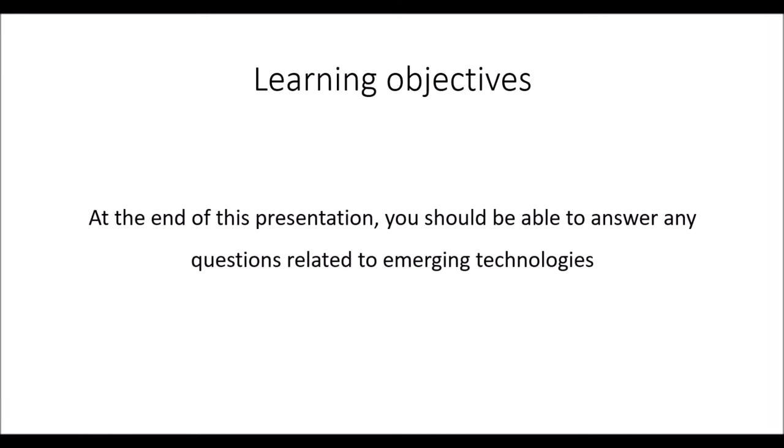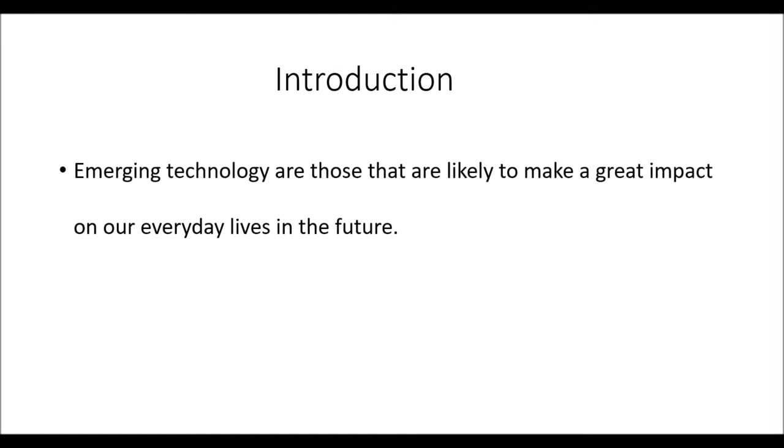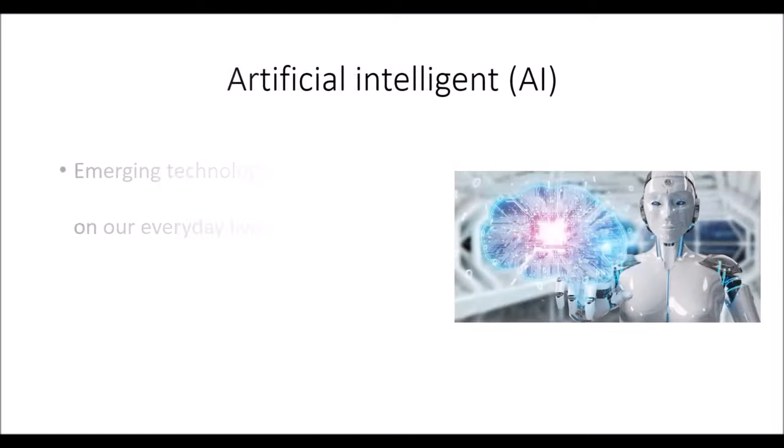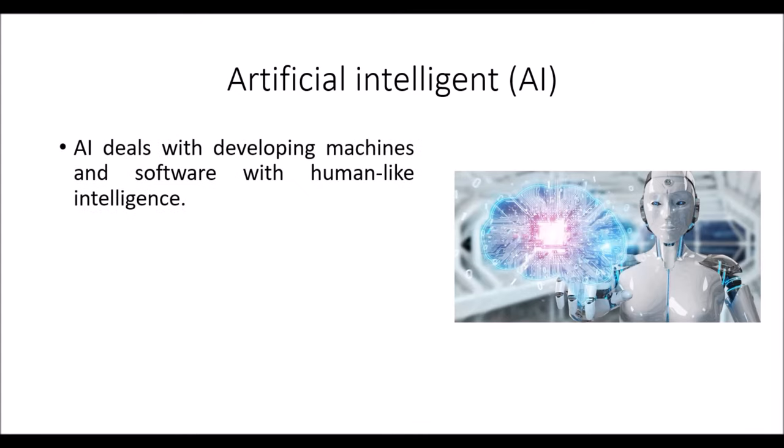The learning objective here is to be able to answer any question related to this topic at the end of this video. Now, emerging technologies are those that are likely to make a great impact on our everyday life in the future. That's what we call emerging technology. Just like artificial intelligence, it has been around for many years now. Virtually the majority of applications now have AI, artificial intelligence, in them. AI deals with developing machines and software with human-like intelligence. When the software or any machine is behaving just like a human, then they call it artificial intelligence.